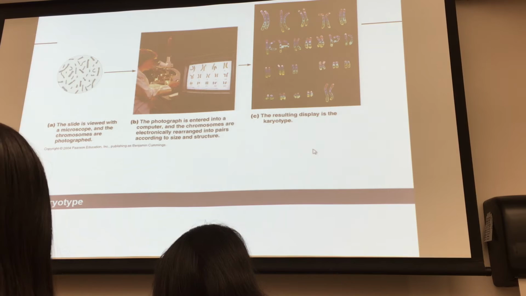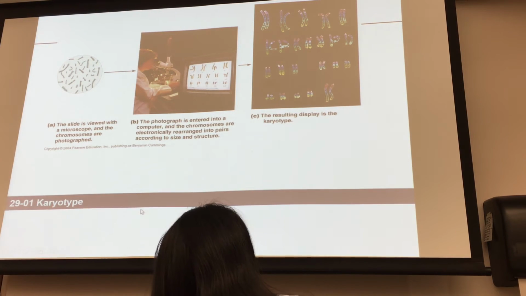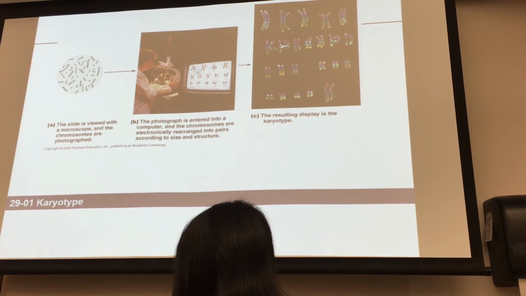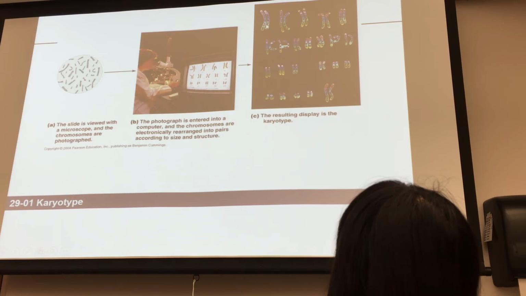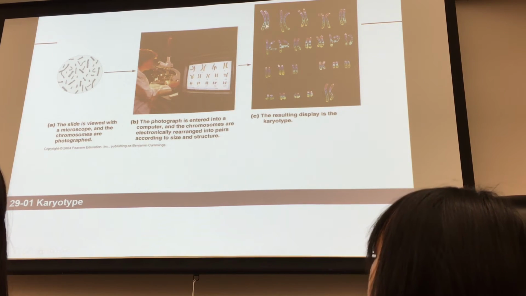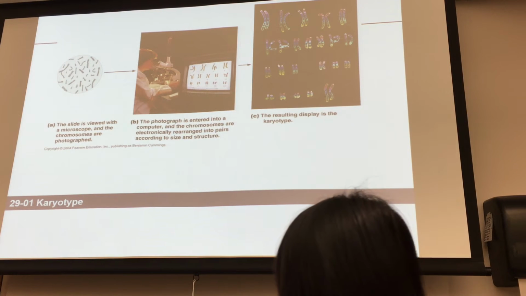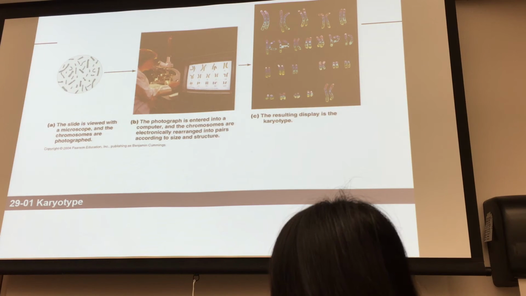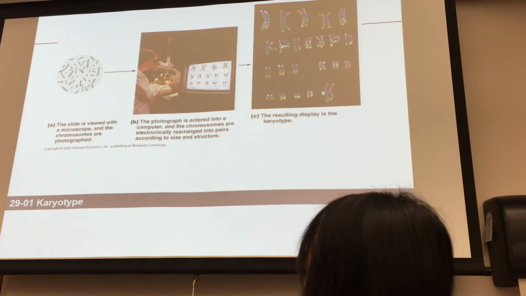This is called a karyotype. Karyotype. Would you consider this an allele pair? Yes. That's what an allele is. There are 22 allele pairs and one allele pair of sex chromosomes. 22 autosome pairs, one sex chromosome pair.